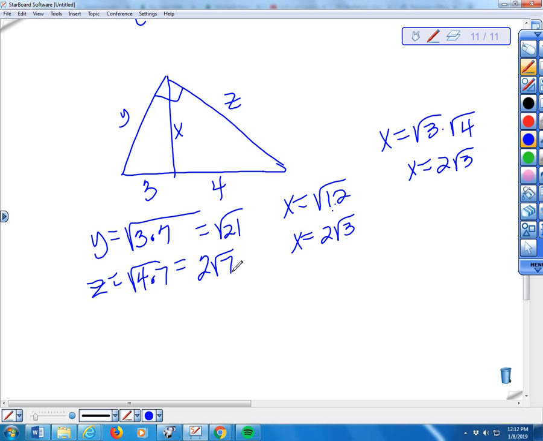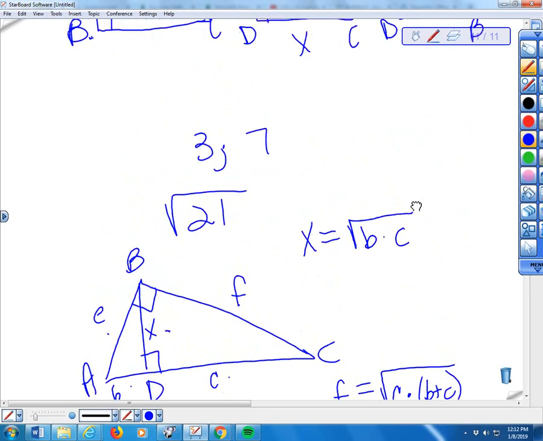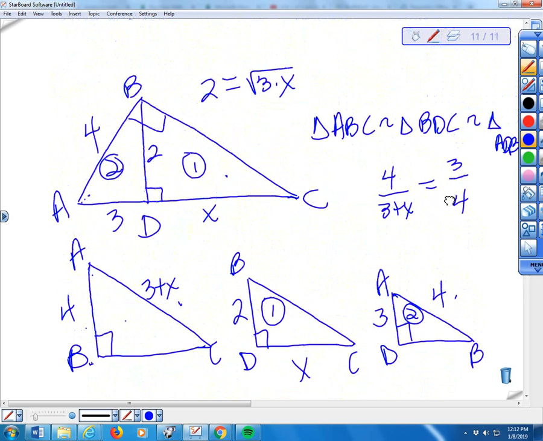Okay. If you forget these formulas, you can still figure them out for the most part. There's going to be some that you won't be able to without the formulas, by breaking it into 3 similar triangles. This is a lot more work than just remembering those formulas.